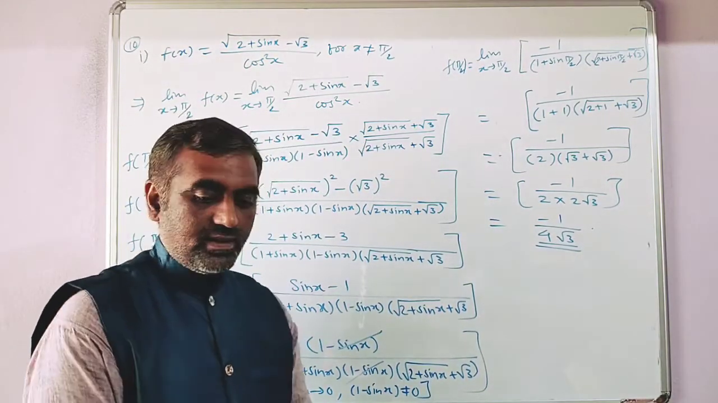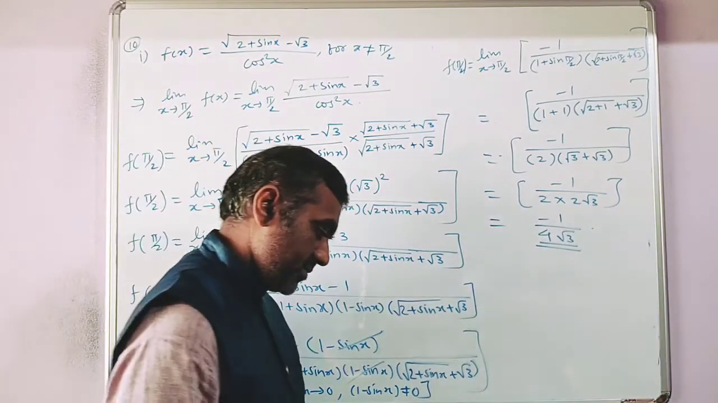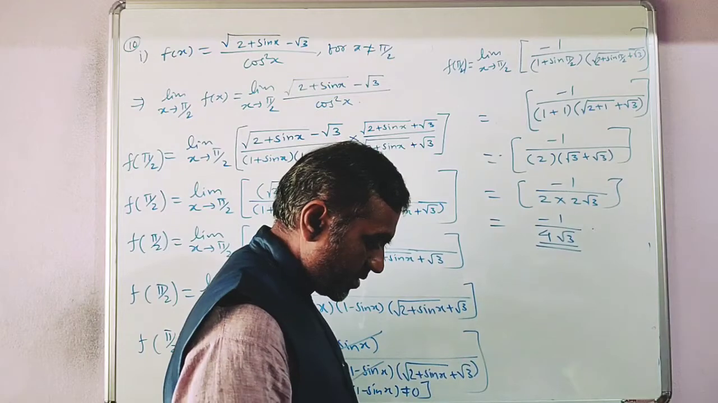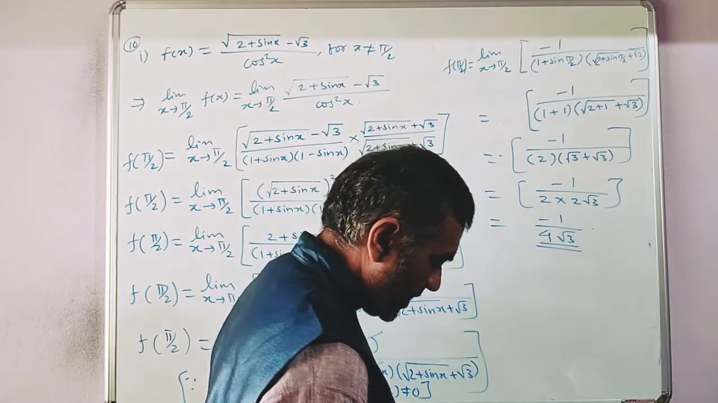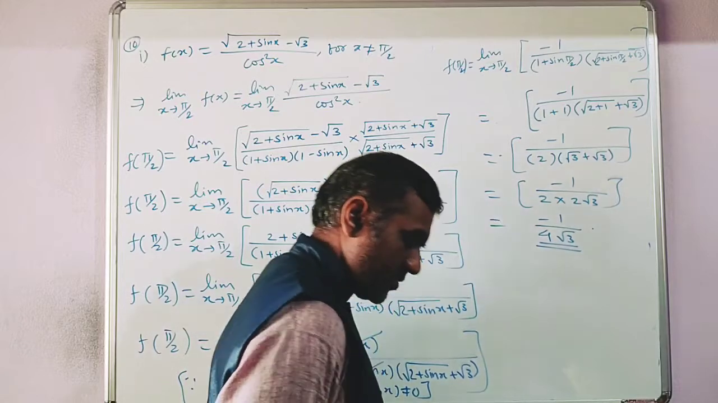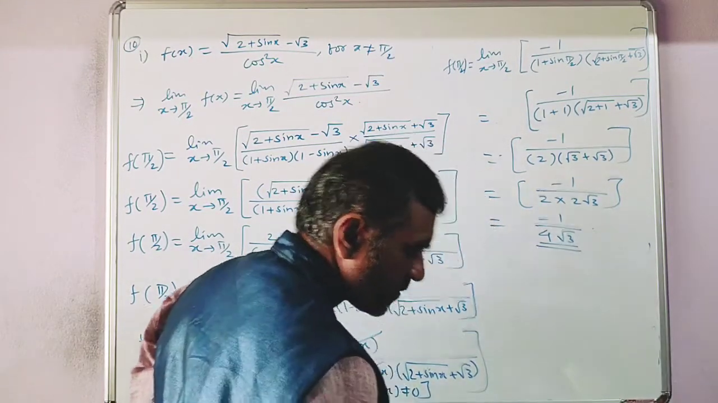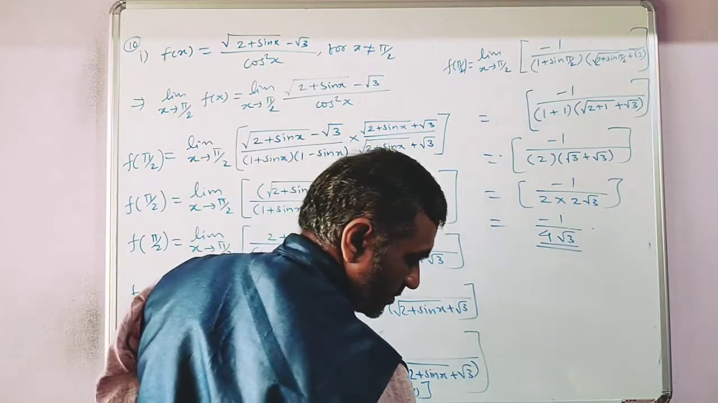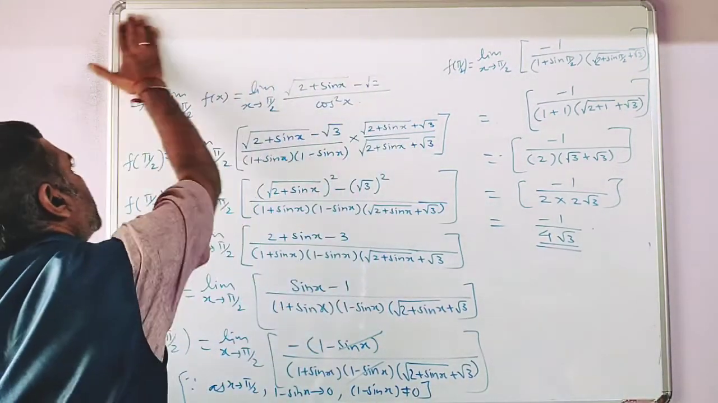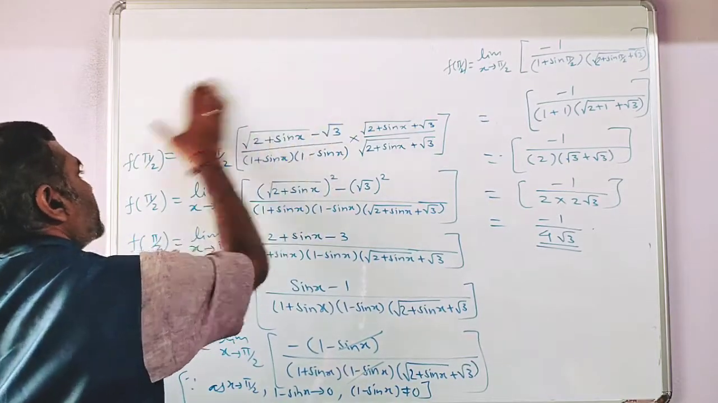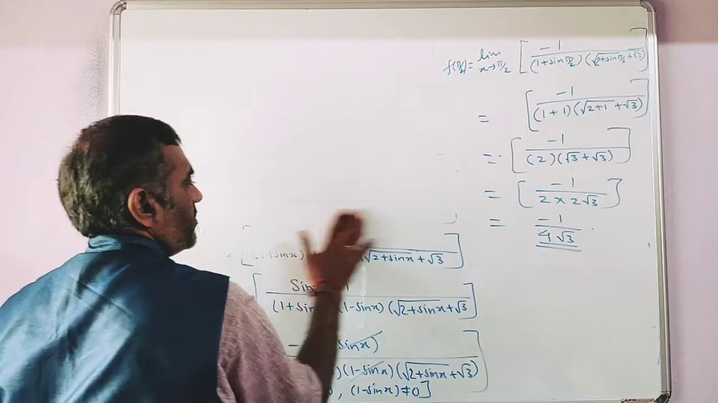Remember, this is the most important thing. After that, second question: cos square x minus sin square x minus 1 upon root 3x square plus 1 minus 1. Next example, 10th question, second example, important example.